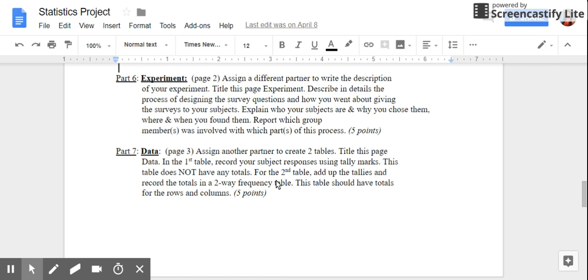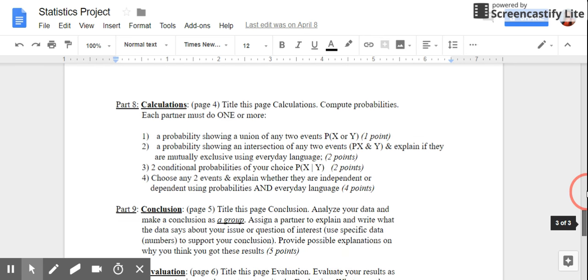The data section you've already done. You made the two tables, the frequency table, the tally table. Well, some of you might want to retype that so that it's digitally on your Google document rather than on paper. Okay? You can create a table to do that.